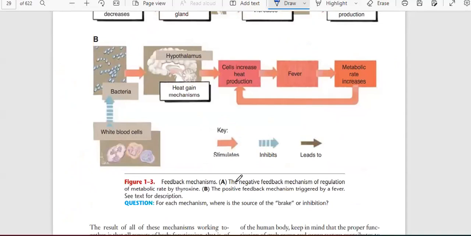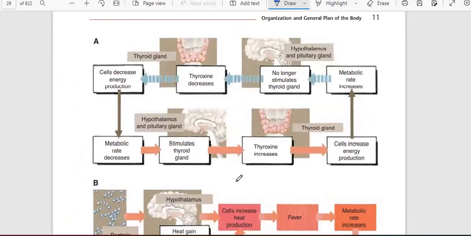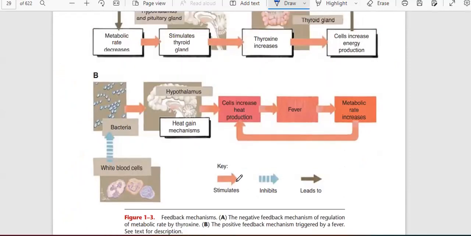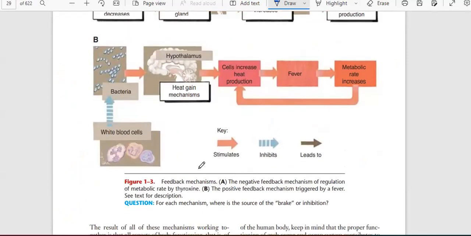Now we will talk about the positive feedback mechanism. Here, one bacteria enters into the body. Then the bacteria is noted by our immune system.